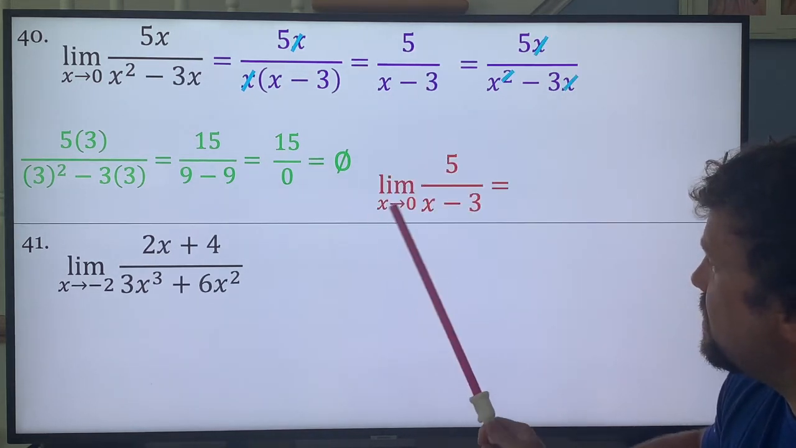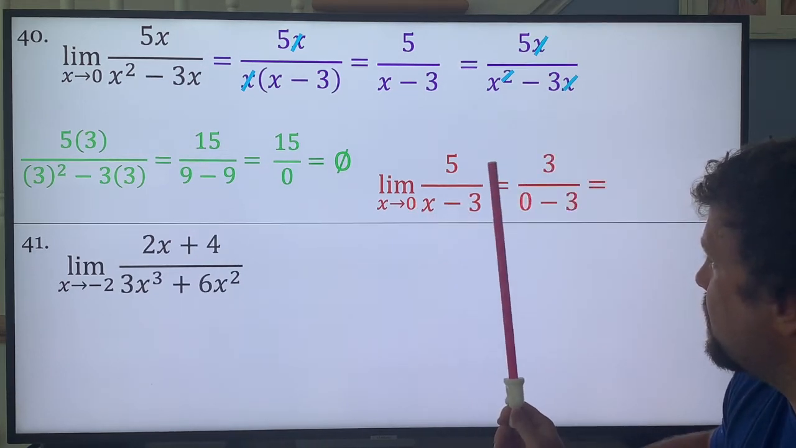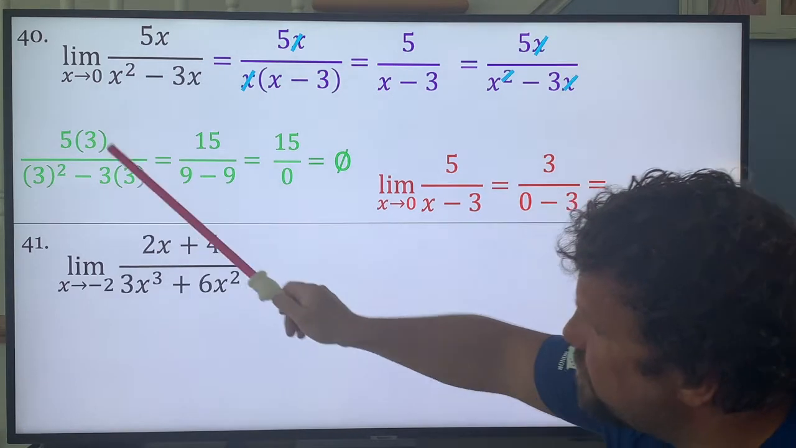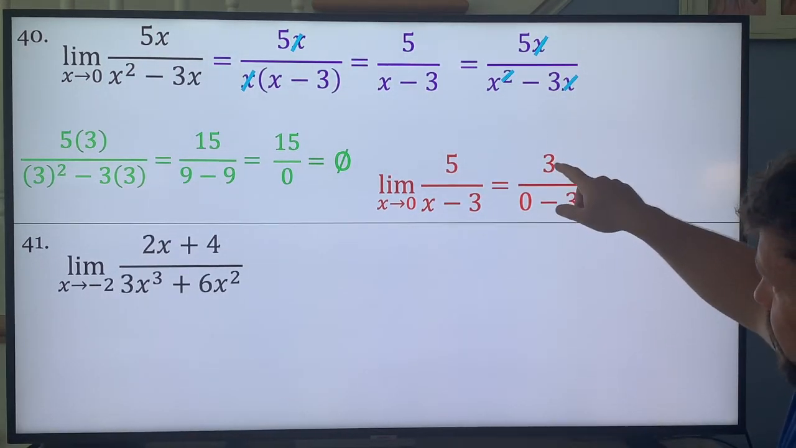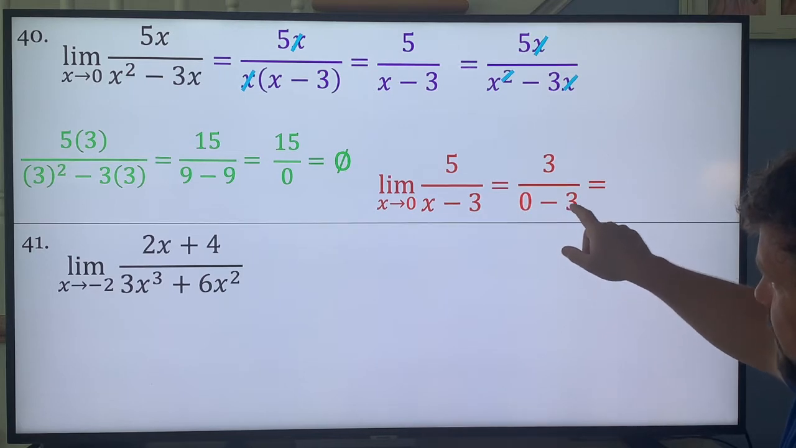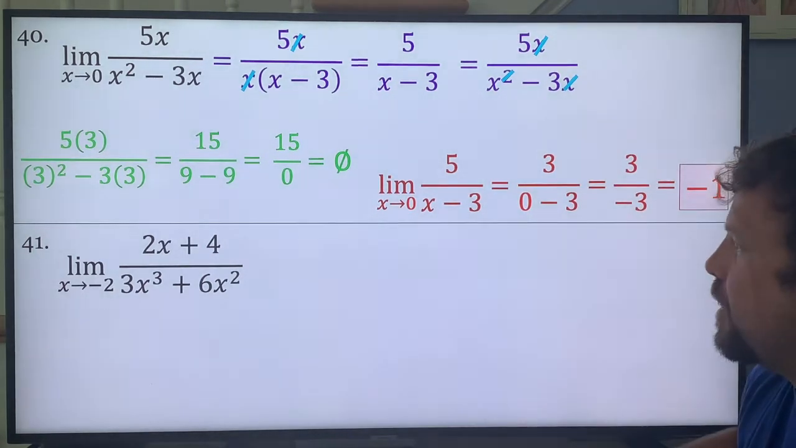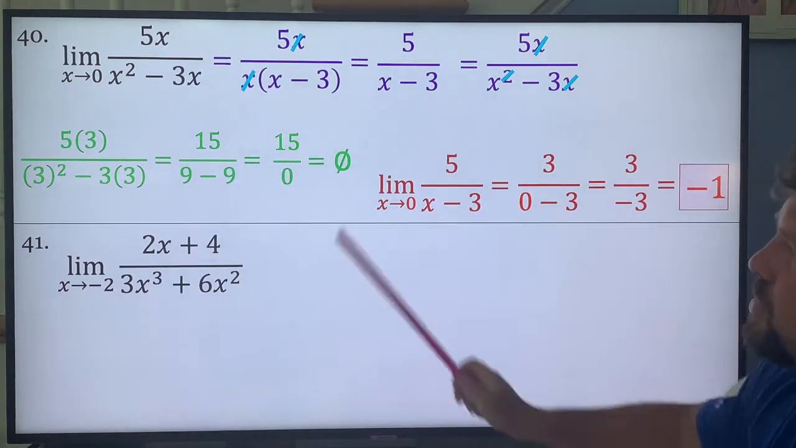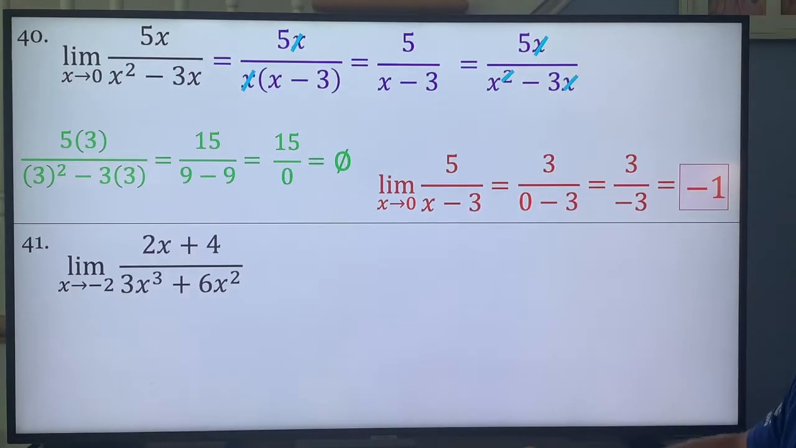So what you do next is, I take the limit at 0 of 5 over x minus 3. Okay, this should have been 0. So my green's just messed up. All right, so 3 divided by 0 minus 3, 3 over negative 3 equals negative 1. All right. So just ignore the green. Pretend these are zeros. You would just get 0, 0 undefined. Everything else is good. I hate when I have little mistakes in my problems.